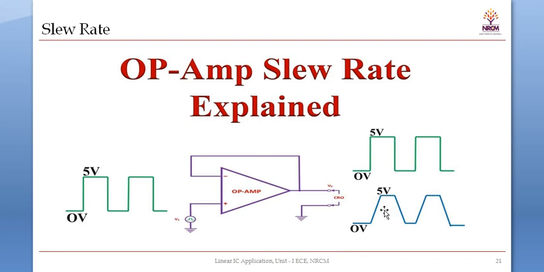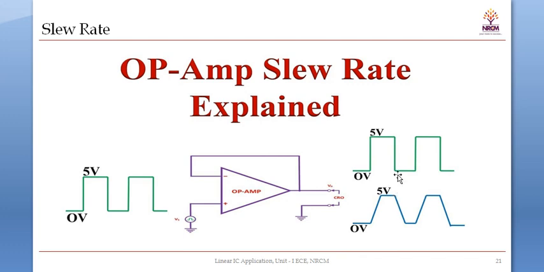instead of a square wave. And if I reduce the slew rate from 2 volt per microsecond to 1 volt per microsecond, then for 1 microsecond it will go to 1 volt, for 1 microsecond it will go to 2 volt, for 5 microsecond it will go to 5 volt, and it will produce a triangular wave. So if the slew rate is reduced, your output voltage is going to be distorted.